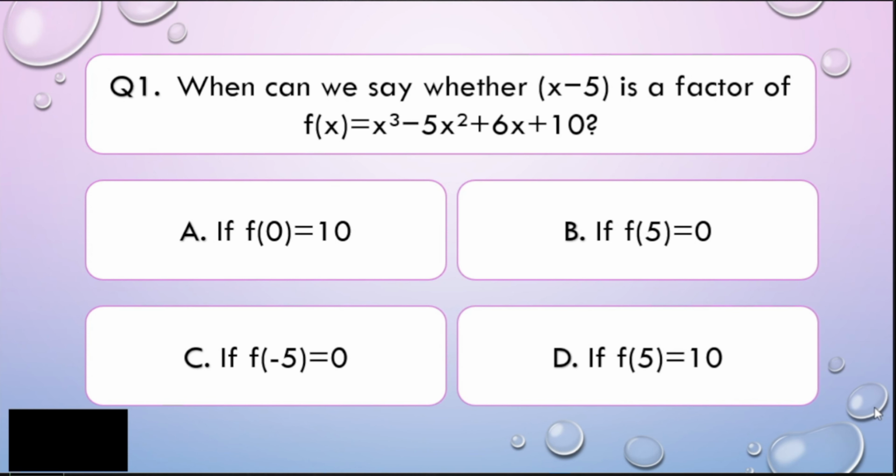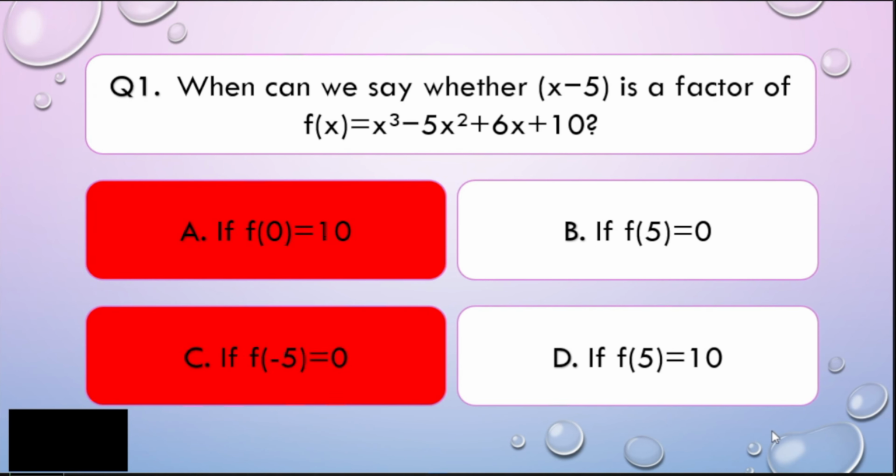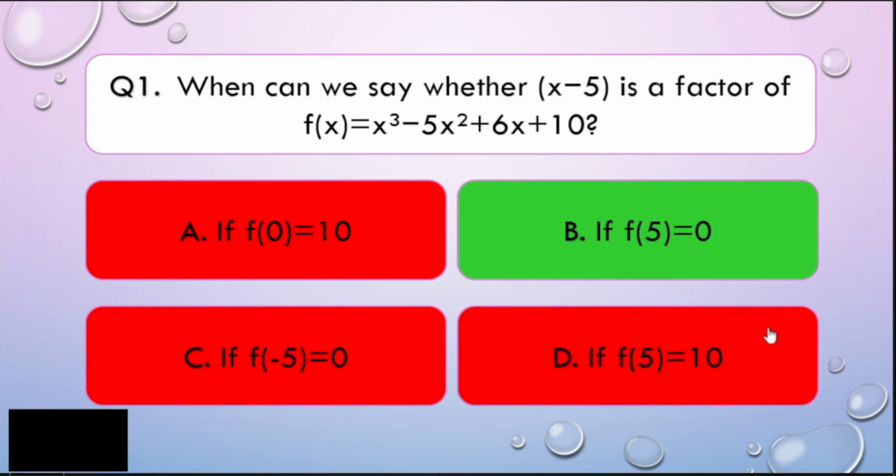Among the choices, only B and D have f(5). So letter A and letter C are already wrong. Now, which among these two is the correct answer? My dear math learners, in the factor theorem, when a certain binomial is considered a factor of a certain function, it can only happen if and only if the result of that value, when evaluated, is equal to 0. Alright, so the correct answer is letter B. Easy, right? Very easy, my dear math learners.